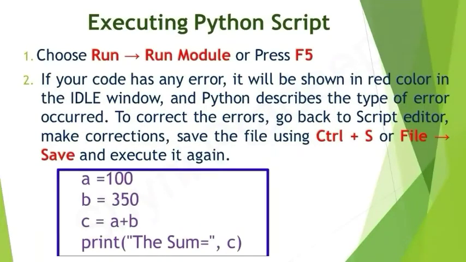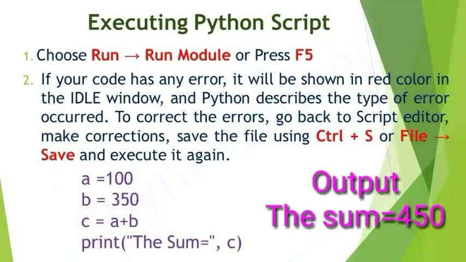So what is the output of this code? A is equal to 100, B is equal to 350, C is equal to A plus B. A plus B means 100 plus 350. So the output is the sum is equal to C, what? A plus B, that is 450. So this is the output. If errors are not present in your code, this output will appear on the screen.